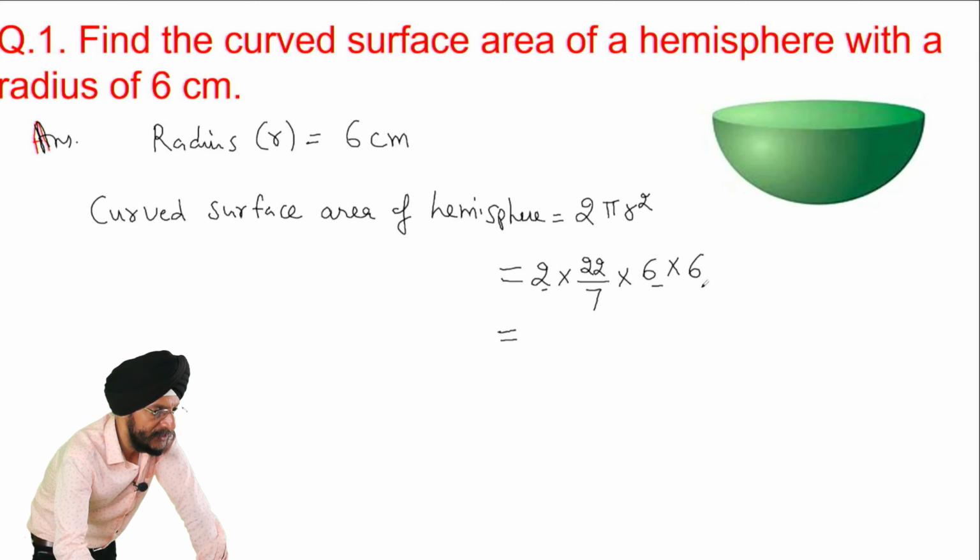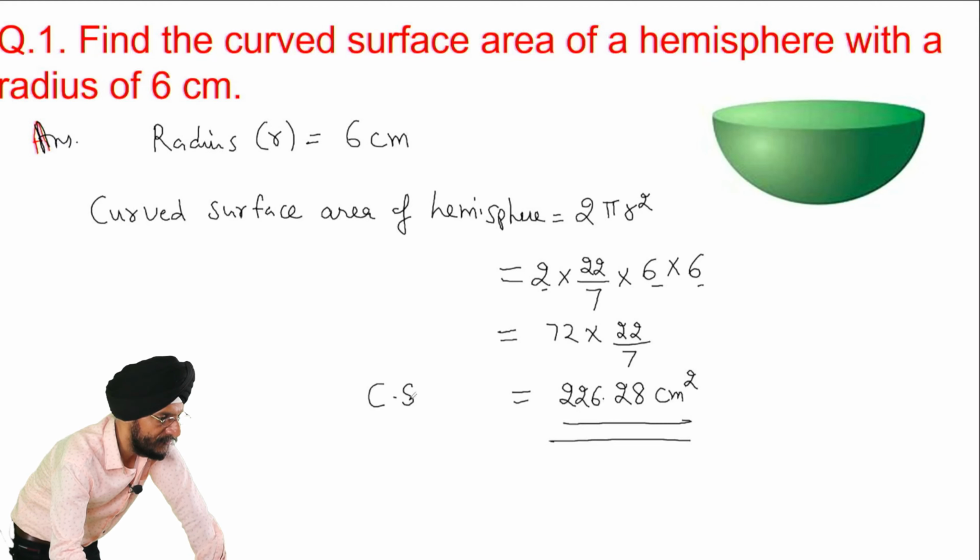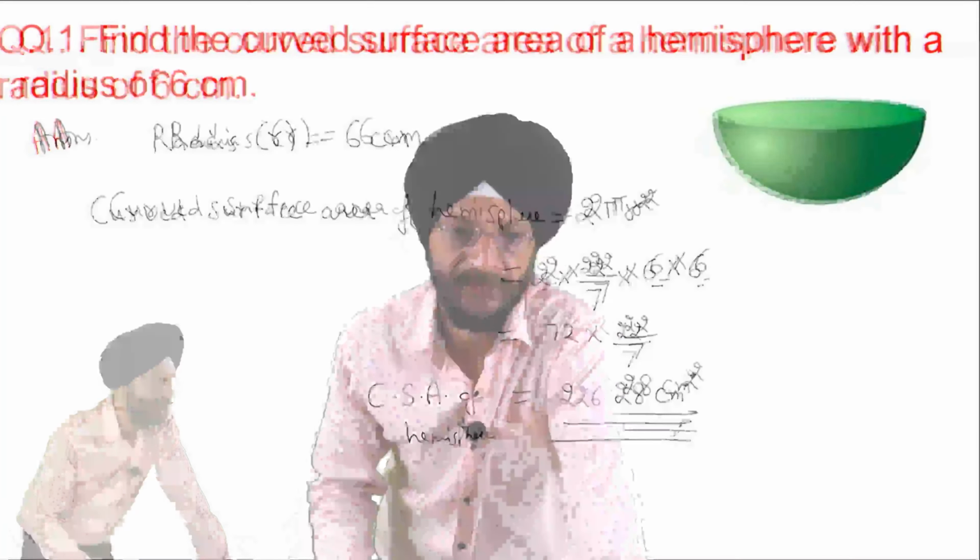2 multiplied by 6 multiplied by 6, 72 into 22 over 7, and if we solve it, we will arrive at 226.28 square centimeter. This is the curved surface area of hemisphere. This is the answer.